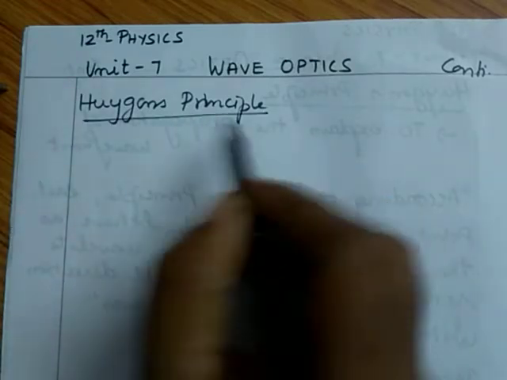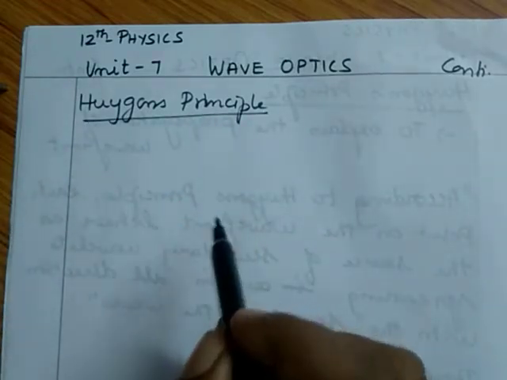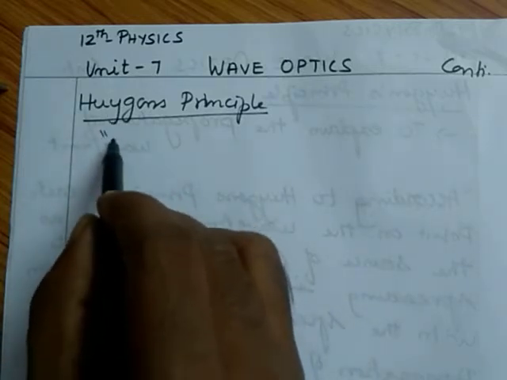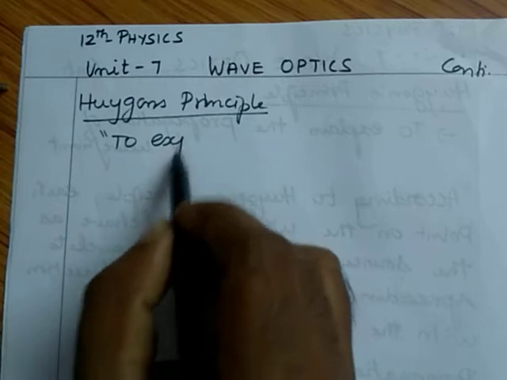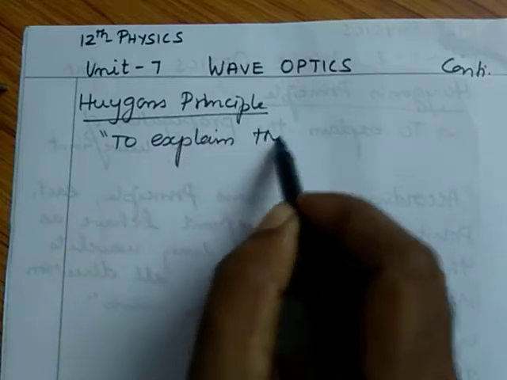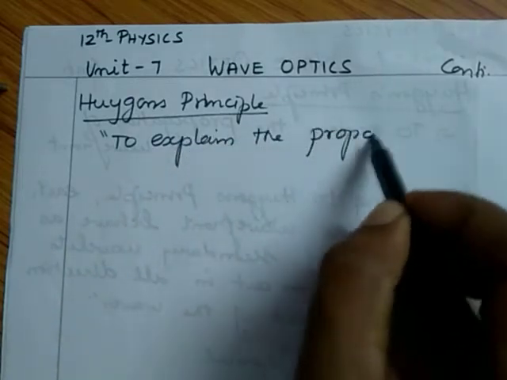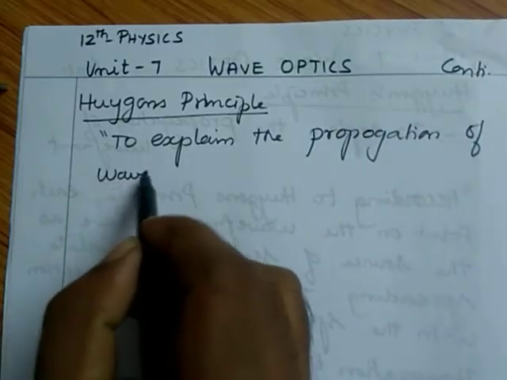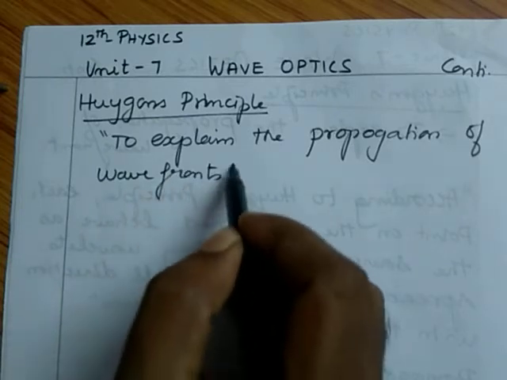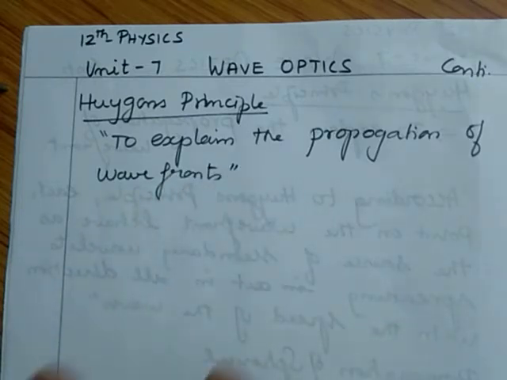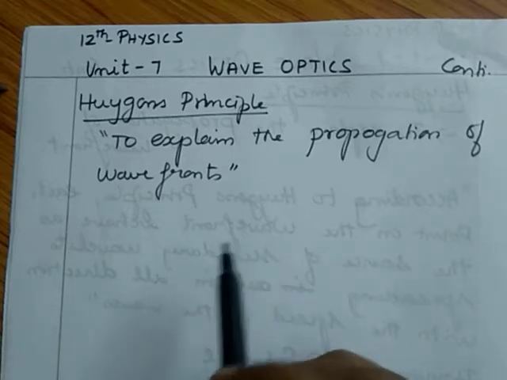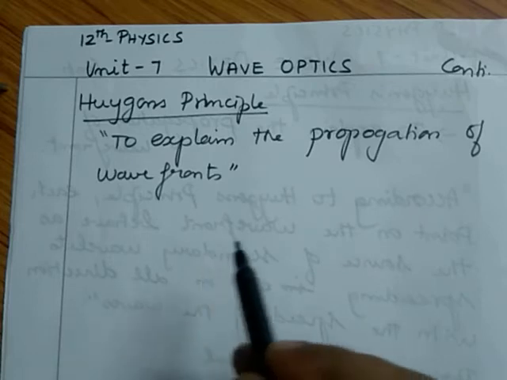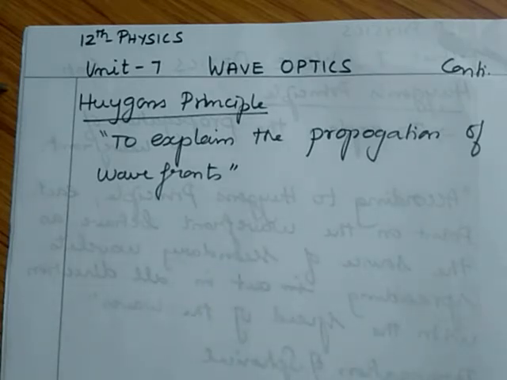Huygens principle is a principle that was proposed in wave theory in order to explain the propagation of wavefront. By using this theory, we can give the shape of the wavefront at any instant of time by knowing the shape of the wavefront at t equal to 0 seconds.